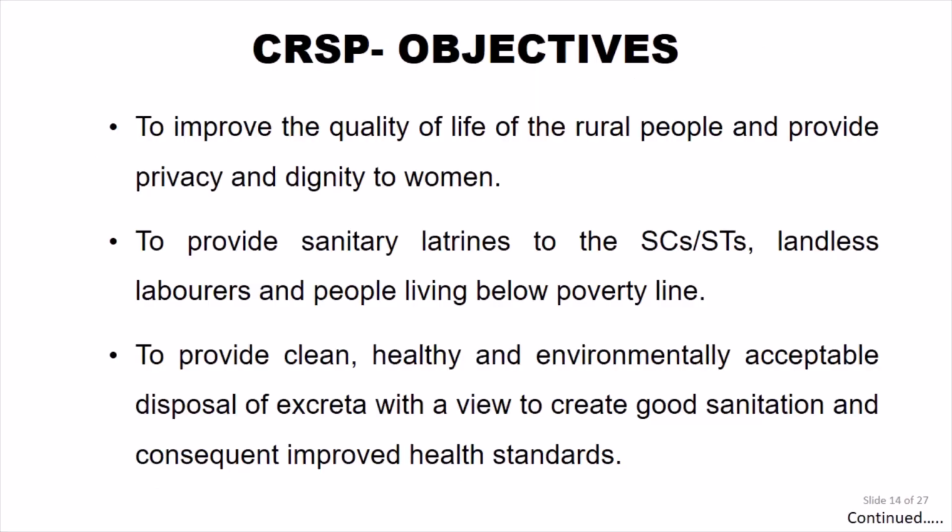Main objectives of the Central Rural Sanitation Program are to improve the quality of life of the rural people and provide privacy and dignity to women, to provide sanitary latrines to the SCs, STs, landless laborers and people living below the poverty line, to provide clean, healthy and environmentally acceptable disposal of excreta with a view to create good sanitation and consequent improved health standards.